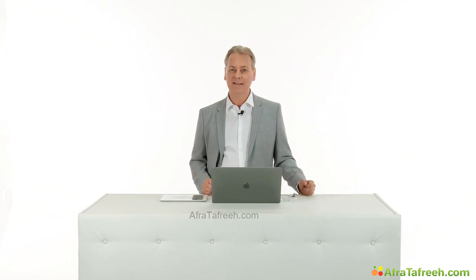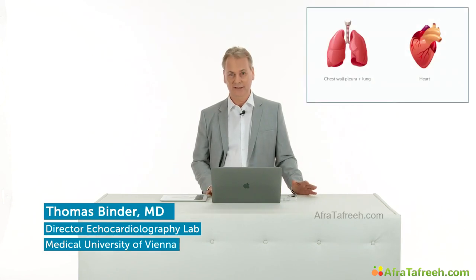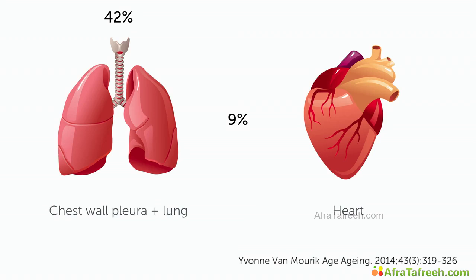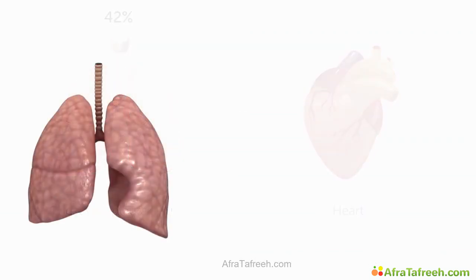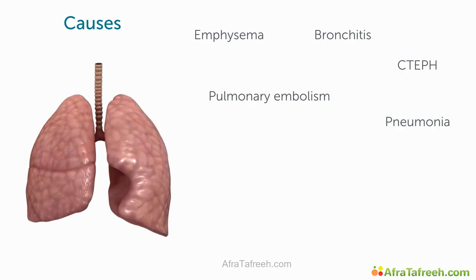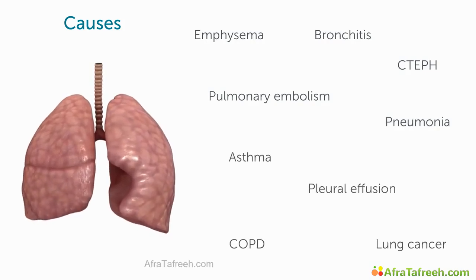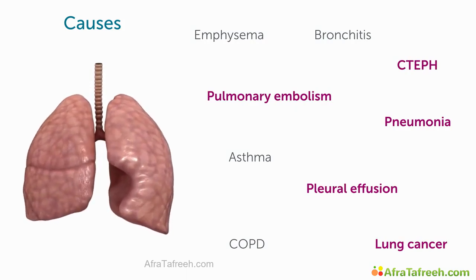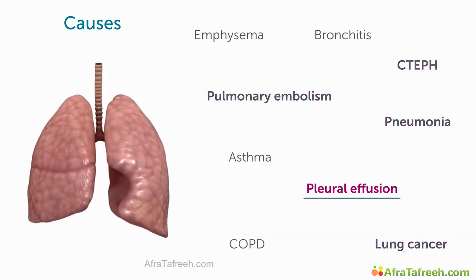The pleura, the chest wall, and the lung play a very important role in the etiology of dyspnea. If you put it all together, more than half of all patients, especially in the elderly population, will have a pulmonic cause of dyspnea. Now, there are obviously many reasons why the lung can be involved. The good thing is, with primary care ultrasound, we're able to diagnose many of these pathologies. We'll be focusing here now mostly on pleural effusion.